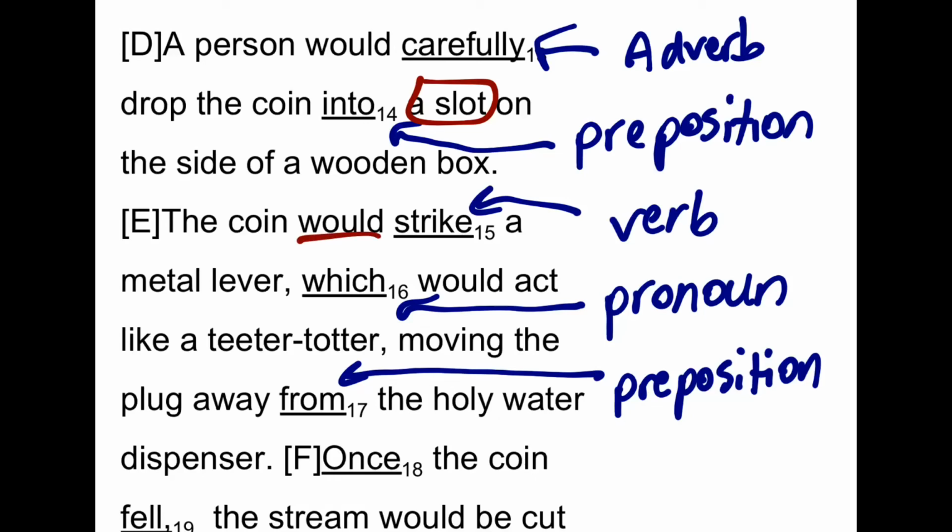Which is a relative pronoun. A lot of people thought this was a subordinating conjunction beginning this clause here, which kind of makes sense. But instead, it's a special type of dependent clause which starts with a relative pronoun. Who, whom, whose, that, which are some of those. And from is a preposition.